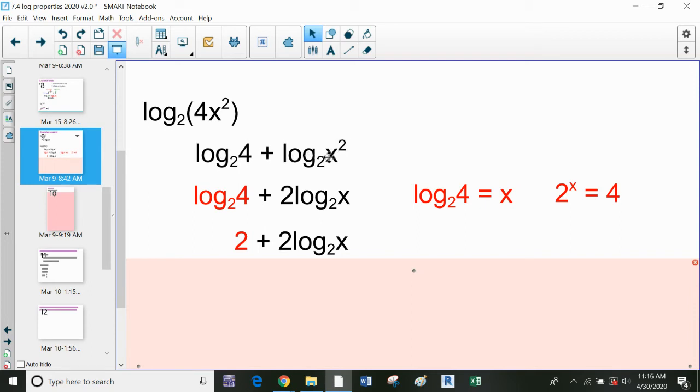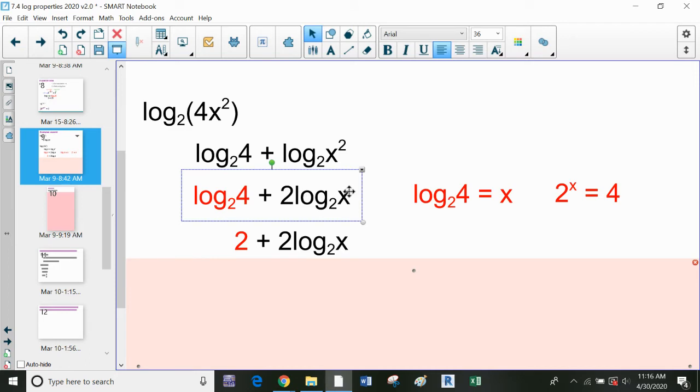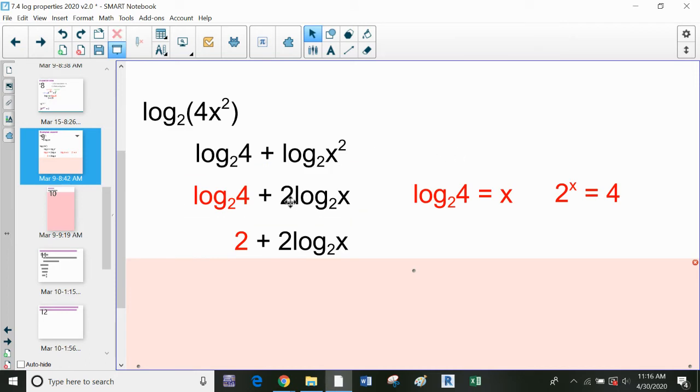This one has the square now just on the x, and that came down in front right here. So this little 2 that was up on the x squared now comes down, and it just applies to this part of the log. It didn't apply to this one. So this simplified expression is 2 from this part, plus that 2 brought down front, so 2 log base 2 of x. Okay, lots of details in these.